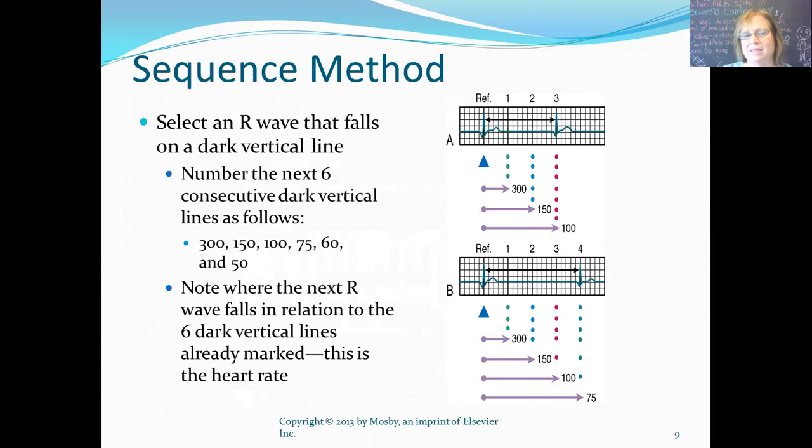So for example, when I said it's halfway between 75 and 60. Or if it was a third of the way in, there's a little bit of a rough estimation that you can do with that, or it's between 50 and 60. However you estimate as you count down those boxes, it's always that pattern: 300, 150, 100, 75, 60, 50. Once you get below 50, you know that you're in such a bradycardic rhythm, you need to use another method.